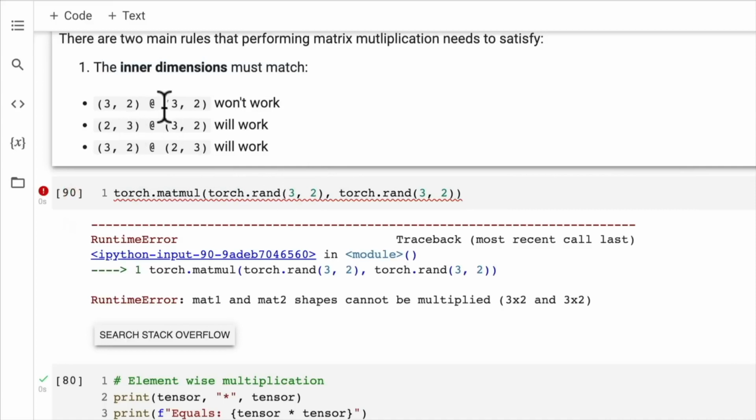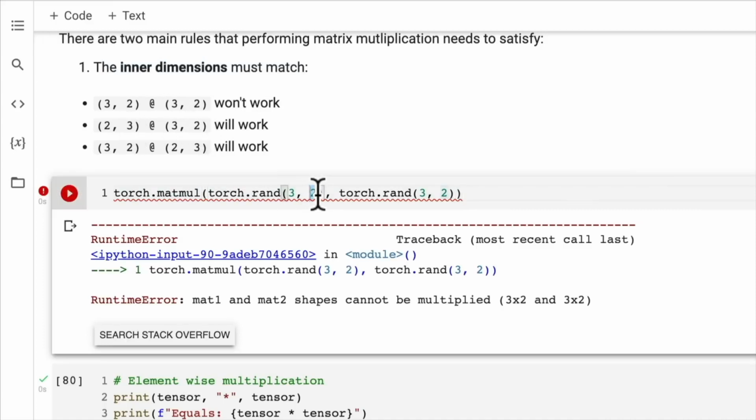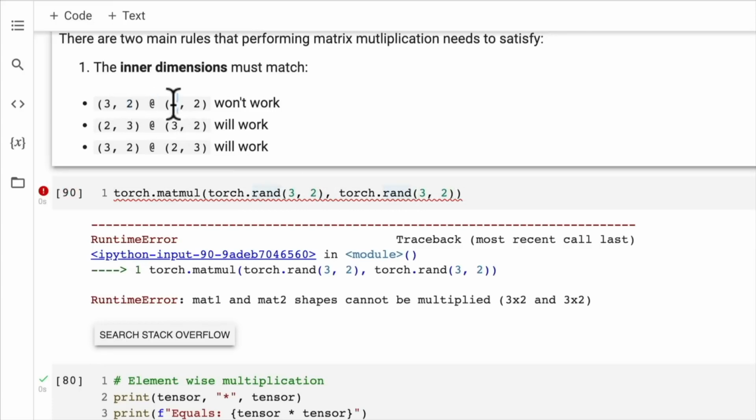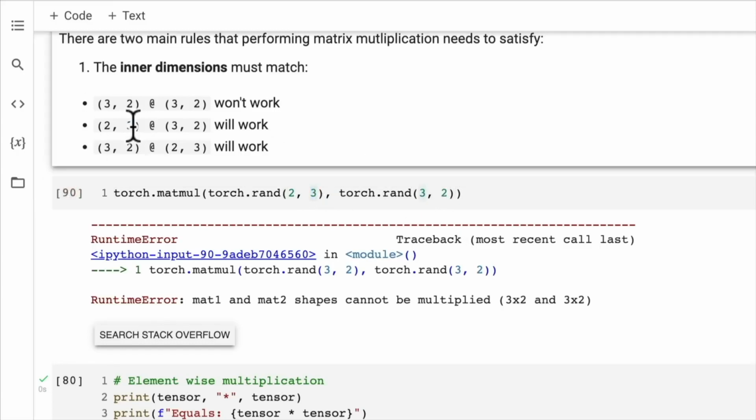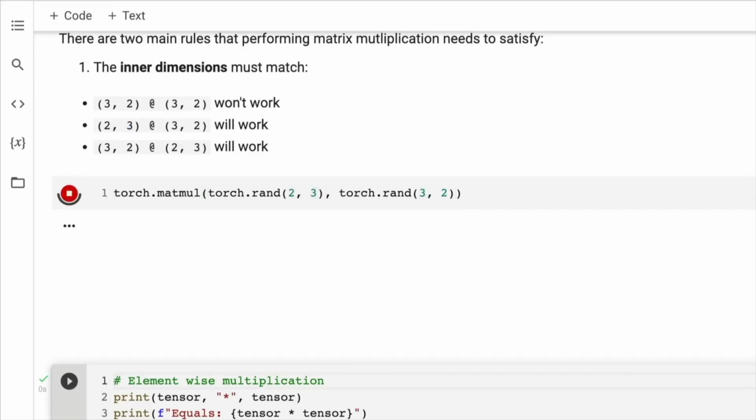And so what I mean by inner dimensions is this dimension multiplied by this dimension. So say we were trying to multiply 3, 2 by 3, 2. These are the inner dimensions. Now this will not work. But 2, 3 by 3, 2 will work because why? The inner dimensions match. Now notice how the inner dimensions match. Let's see what comes out here.